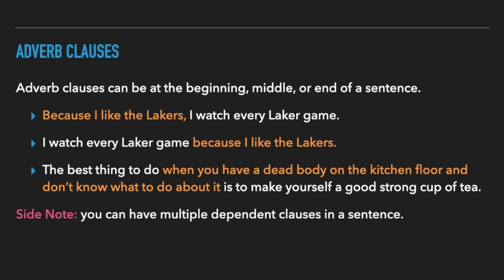Okay, in the third example, this one I intended to be pretty funny. So we have a dependent clause, a long dependent clause in the middle of the sentence. So the independent clause is the best thing to do is to make yourself a good strong cup of tea. And the dependent clause is when you have a dead body on the kitchen floor and don't know what to do about it. And this is very common.